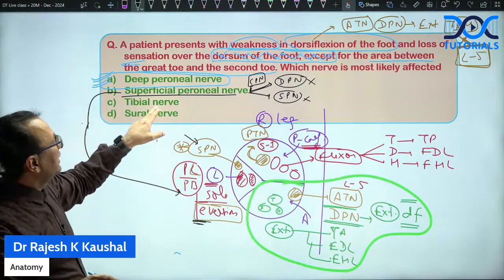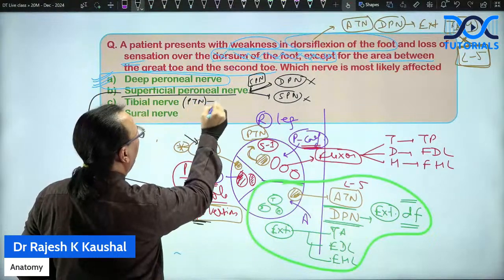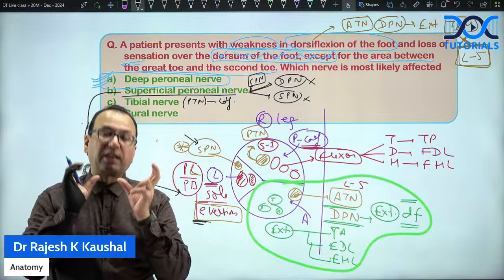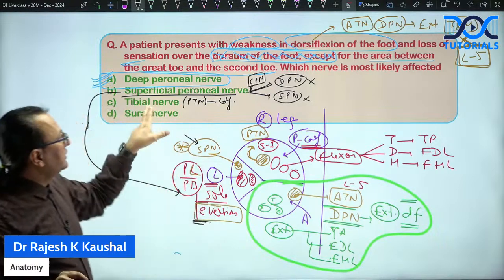What about tibial nerve? Tibial nerve is the simple name for posterior tibial nerve. Calf muscle will be involved. When you say tibial nerve, it is understood it is posterior tibial nerve. So the calf will be involved.